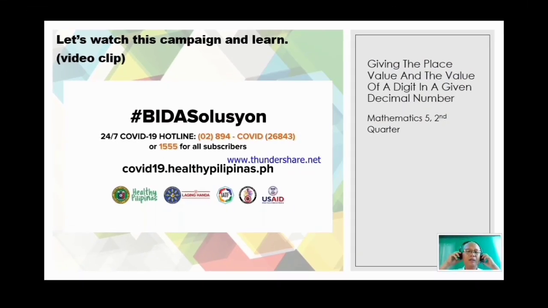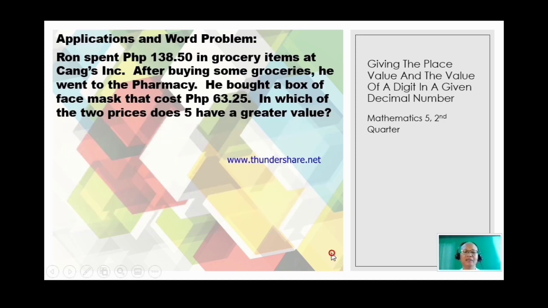Okay, so we have that be the solution. But let us practice always these 4 letters. Bida, B-I-D-A. B, bawal walang mask. I, i-sanitize ang mga kamay. Wash your hands. Iwas hawak sa mga bagay. D, dumistansya ng 1 metro. A, alamin ang totoong information. Okay, so that is only for our values integration.